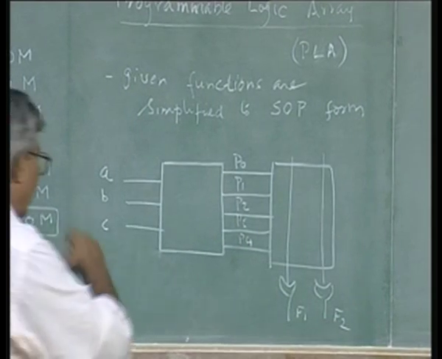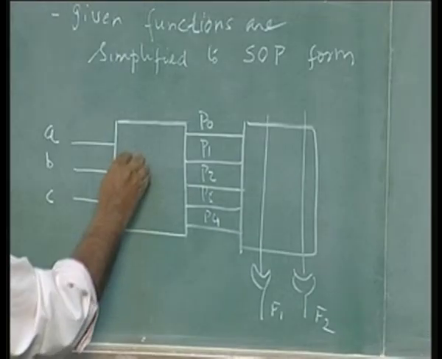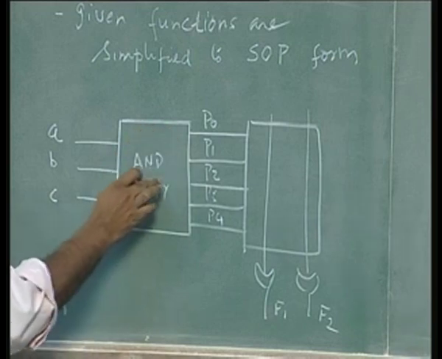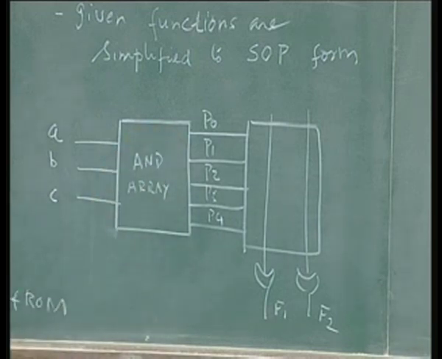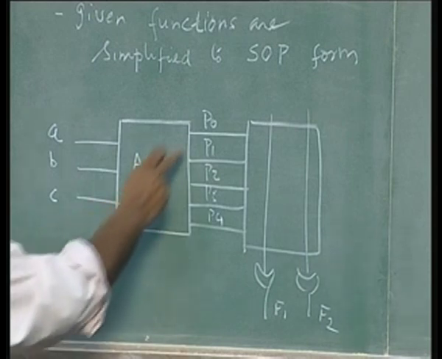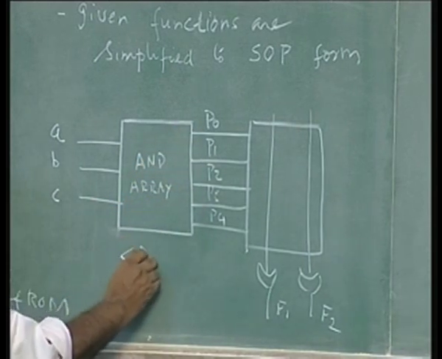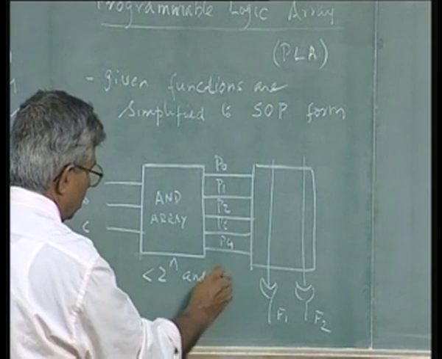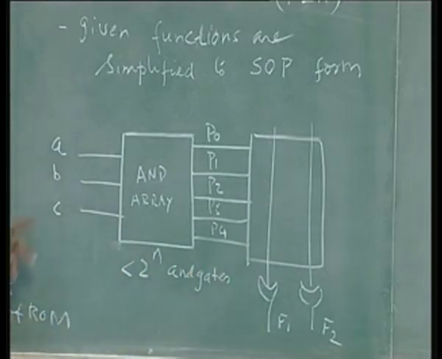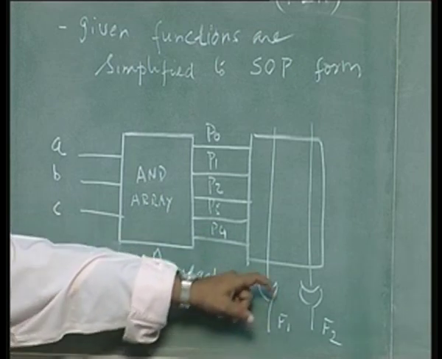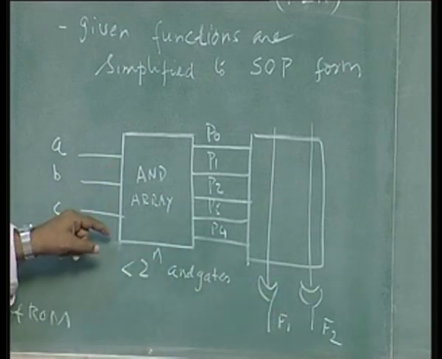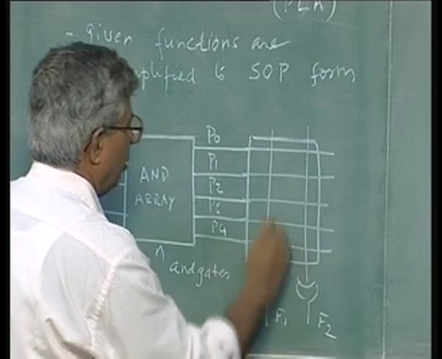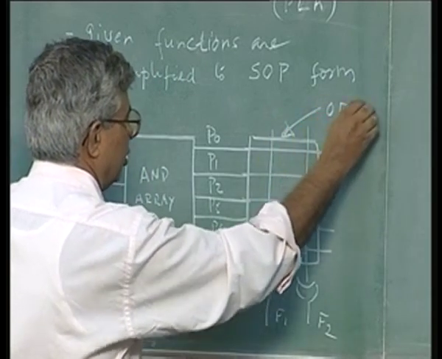So in this case, this is an AND array, but it will not have 2 power n min terms. This will have fewer than 2 power n AND gates. How small depends on the output terms and the given number of inputs, and these are combined the same way as we did in the previous case by an OR array. There is no change in this.